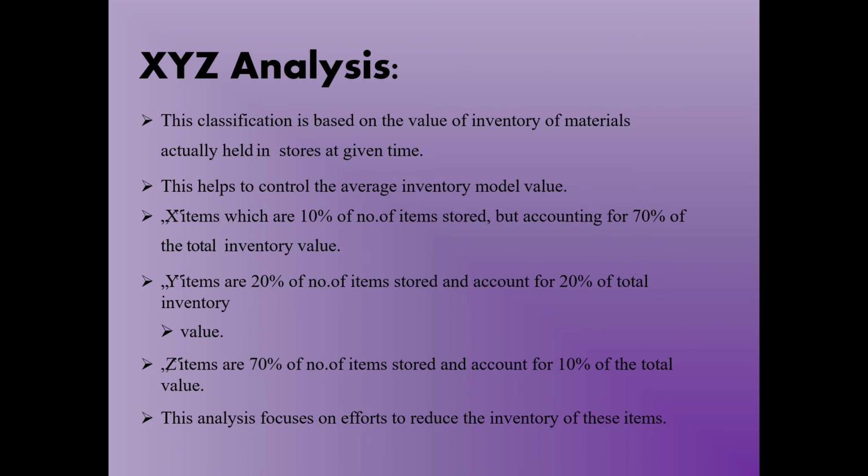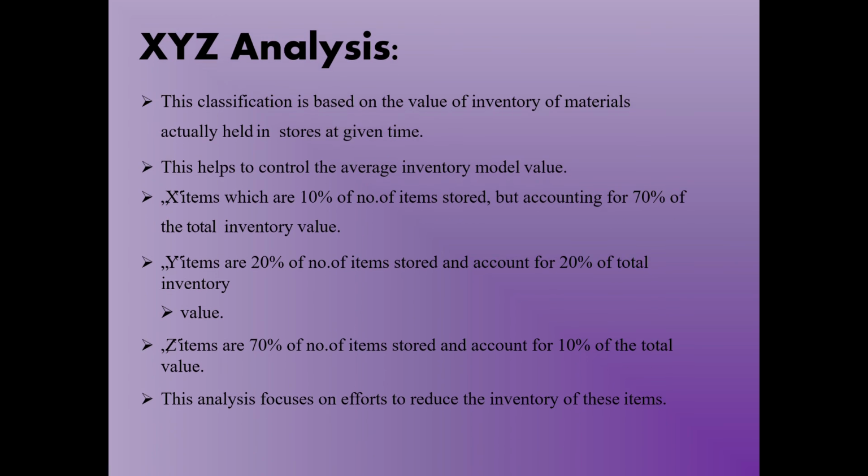XYZ analysis. This classification is based on value of inventory of materials actually held in stores at the given time. This helps to control the average inventory value. X items are 10% of the number of items stored, but account for 70% of total inventory value. Y items are 20% of the number of items stored and account for 20% of total inventory value. Z items are 70% of the number of items stored and account for 10% of total value. This analysis focuses on efforts to reduce the inventory of these items.